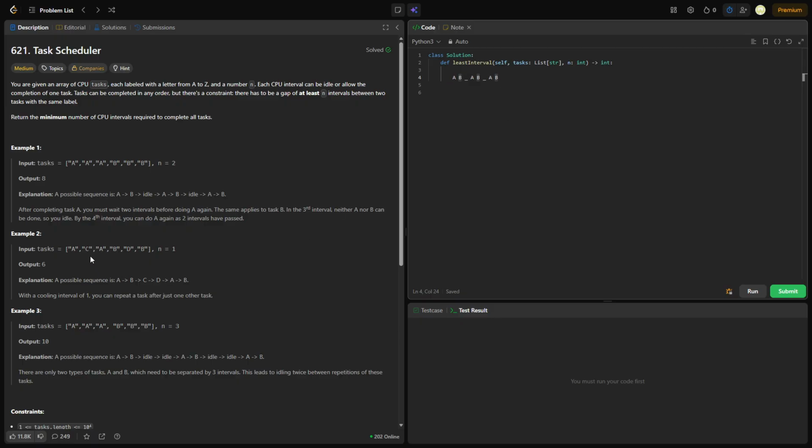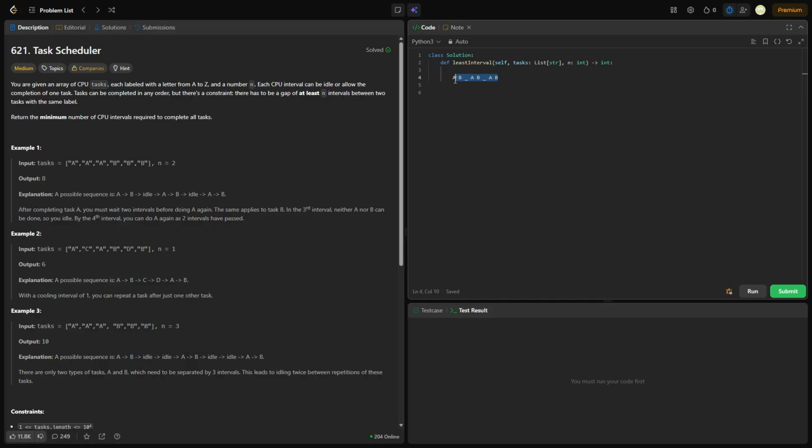Example 2, you can just do these back to back, A, B, C, D, A, B, because the gap is only 1, since n is equal to 1. And then the gap has to be 3 for example 3. So when we use B, we have to wait 2 intervals, because n is equal to 3. So we have A, then B, idle, idle, and then we can use A again. And then B, idle, idle. Then we can use A, B.